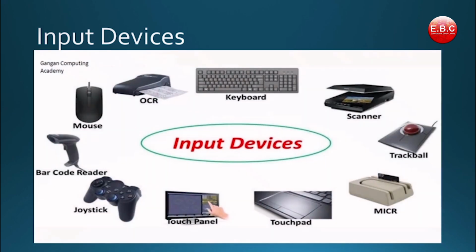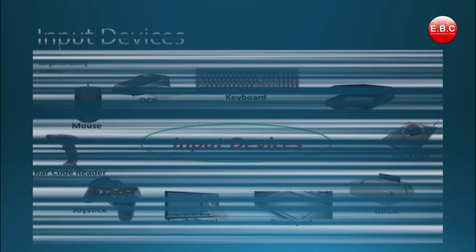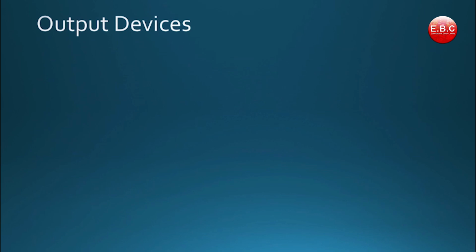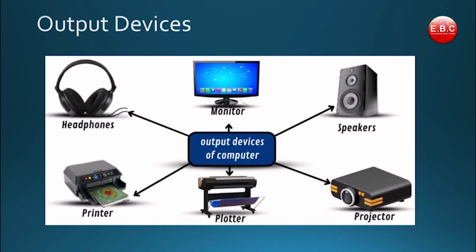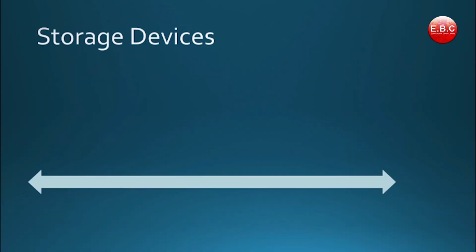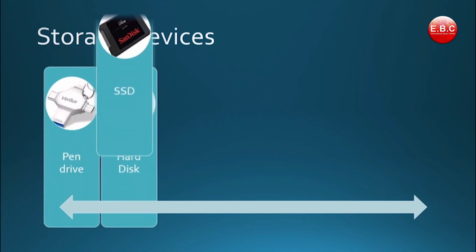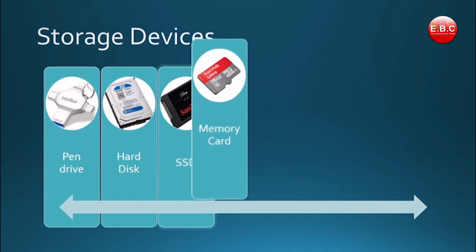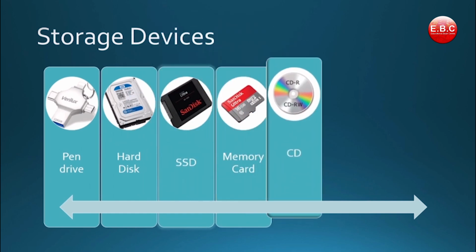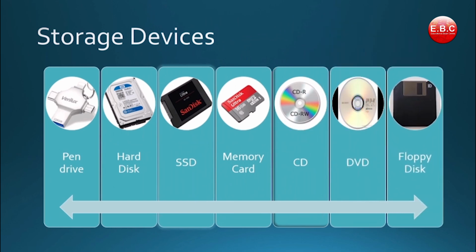The examples of input devices are keyboard, scanner, trackball, touchpad, touch panel, joystick, mouse, etc. The examples of output devices are monitor, projector, printer, headphones, plotter, etc. And the examples of storage devices are pen drive, hard disk, SSD, memory card, CD, DVD, floppy disk, etc.